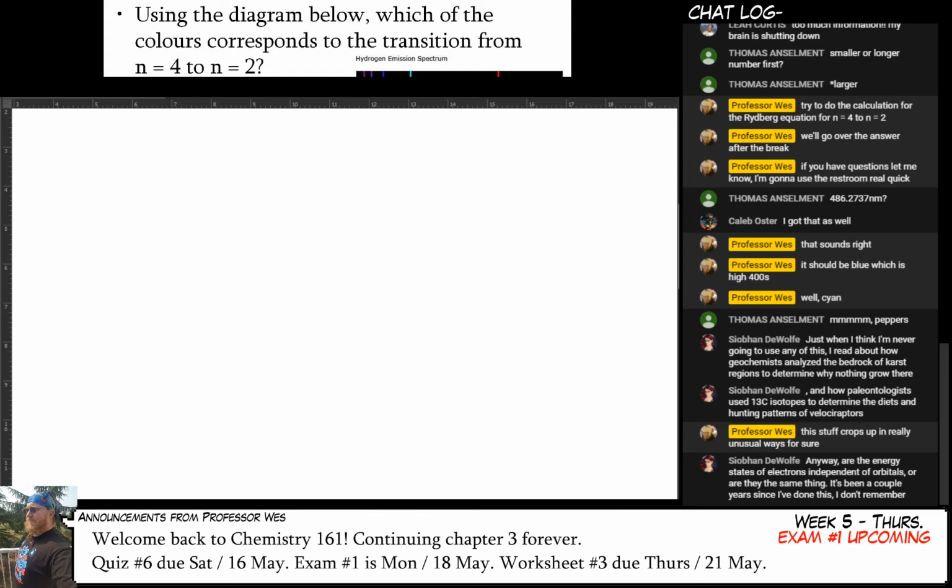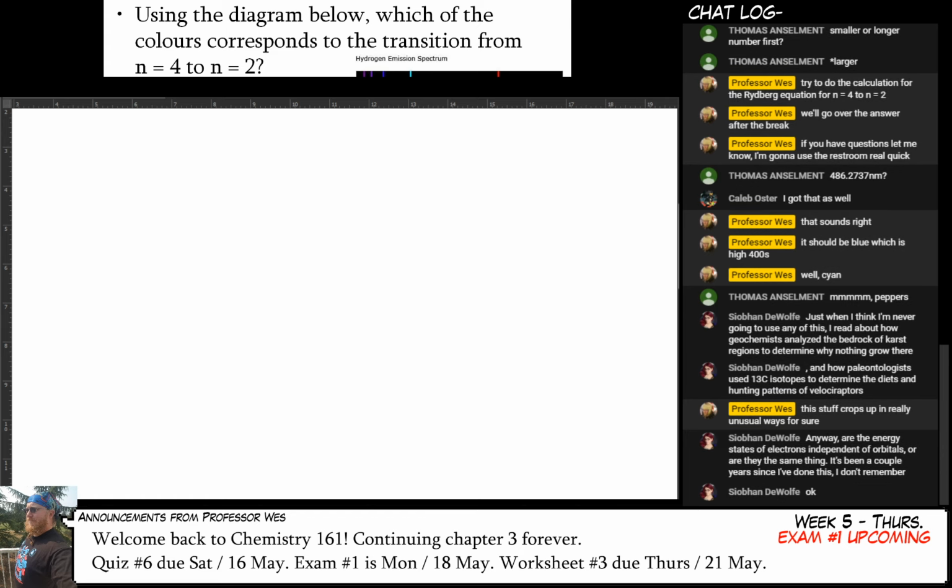Are the energy states of electrons independent of orbitals, or are they the same thing? They're actually the same thing. The energy levels of the orbitals are just the regions in which electrons settle when they have energy. In fact, orbitals are sort of a fictitious thing that we're making up to explain this. We're going to define an orbital later on as the space where the electrons live. But in reality, the electrons are the orbitals. They have the space that they occupy, and they are essentially the entire thing.